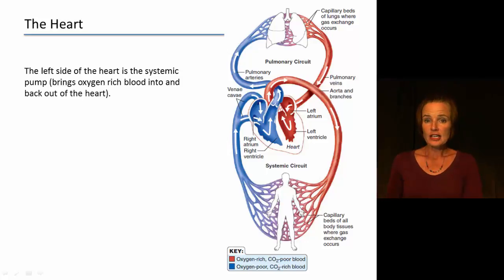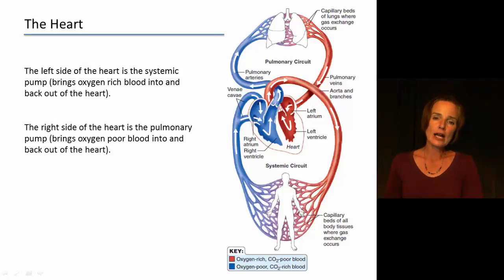The left side of the heart, its main job is systemic circulation. So as systemic circulation, its job is going to be to bring oxygen-rich blood into and then back out of the heart. And when that oxygen-rich blood leaves the heart, it's going to get delivered to the various cells and tissues that we have. The right side of the heart is the pulmonary pump.